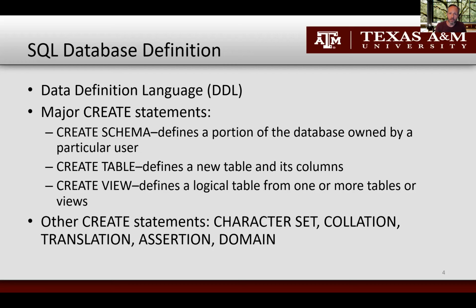So we'll talk about creating views where we either broaden or narrow the scope of the data that's being displayed using some sort of data definition language for things that are commonly being viewed. Other kinds of statements we might look at would be creating character sets or collation or translation or assertions or domains. Most of that is outside of the scope of this class. We'll see a little bit perhaps of assertions, but the rest of that for the most part we won't be dealing with in this course.